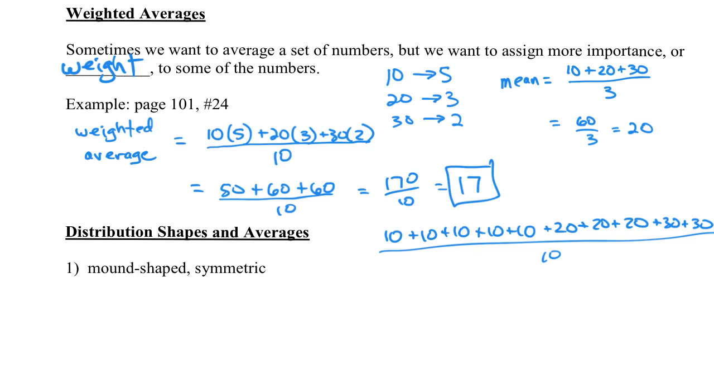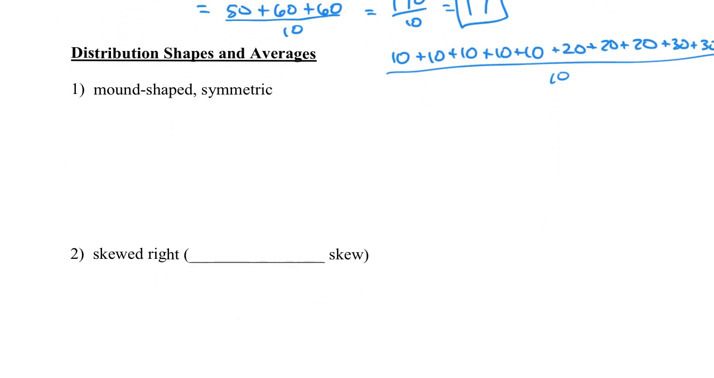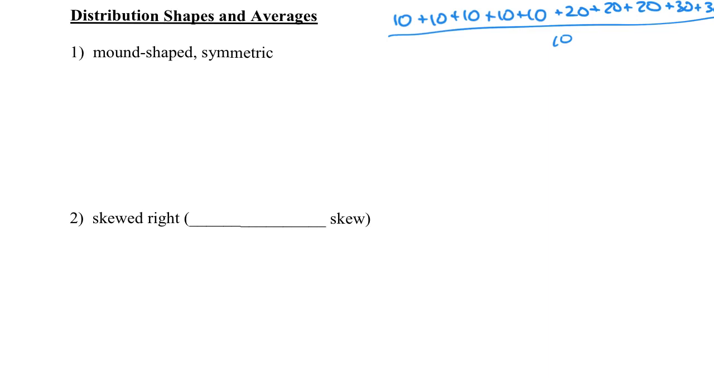And then the last topic in this section is distribution shapes and averages, because the average will be affected by these shapes. These are three that we've seen before, but we didn't really talk a lot about them, so we're going to take a closer look today. If you have a histogram like this one, it's mound shaped, it's symmetric, so it looks like you could split it down the middle, and it's the same on both sides.